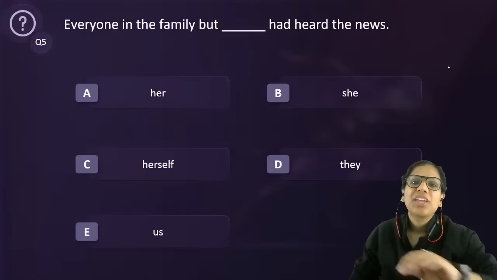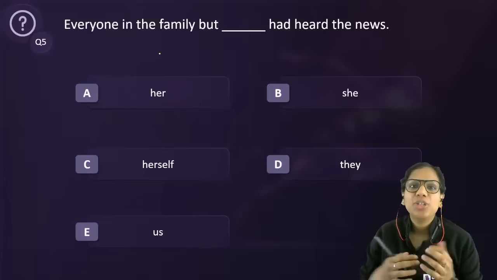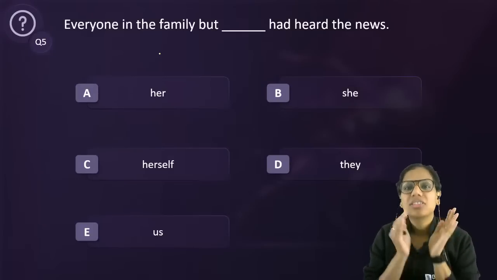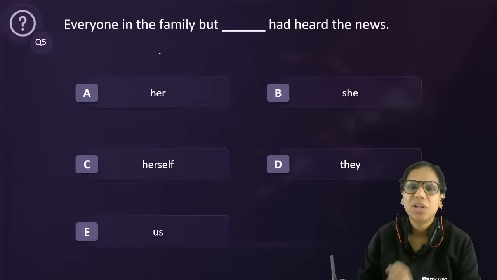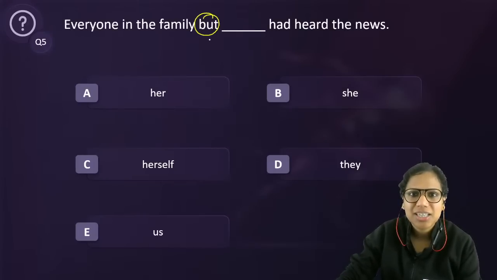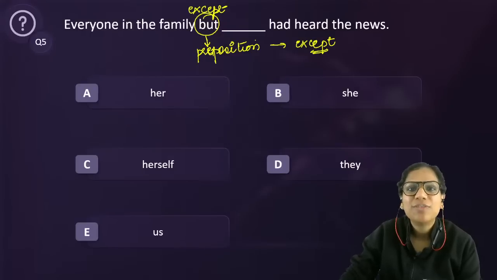Right. So, there is, of course, a lot of grammar you can attempt just by thinking, okay, what sounds correct. But for some part of grammar, you need rules. This is one such question. So, after a preposition, such as here, but is acting as a preposition. It's not a conjunction, it's a preposition. As a preposition, but means except. Okay? It means except here. All right. So everyone in the family except.